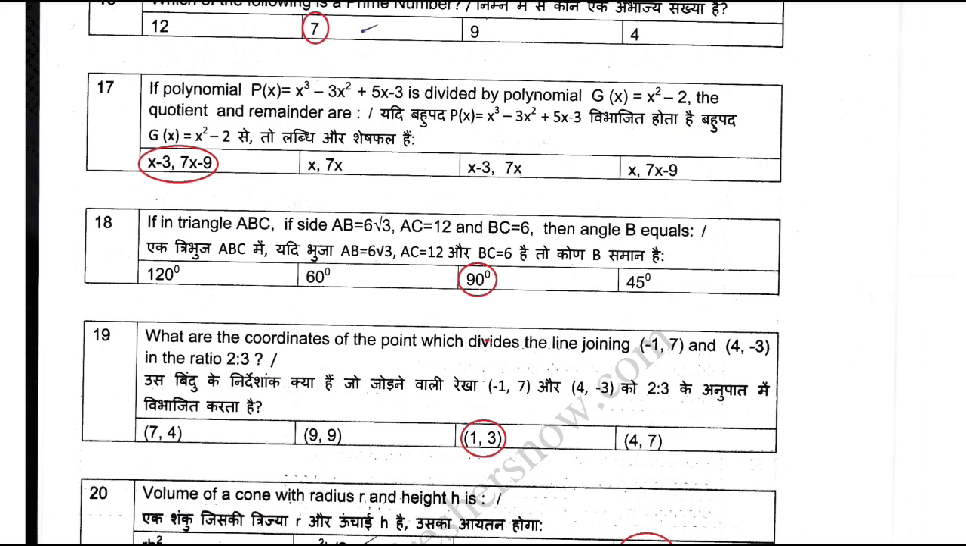If polynomial p(x) is equal to x cubed minus 3x squared plus 5x minus 3, and it is divided by a polynomial, the answer is x minus 3, 7x minus 9.